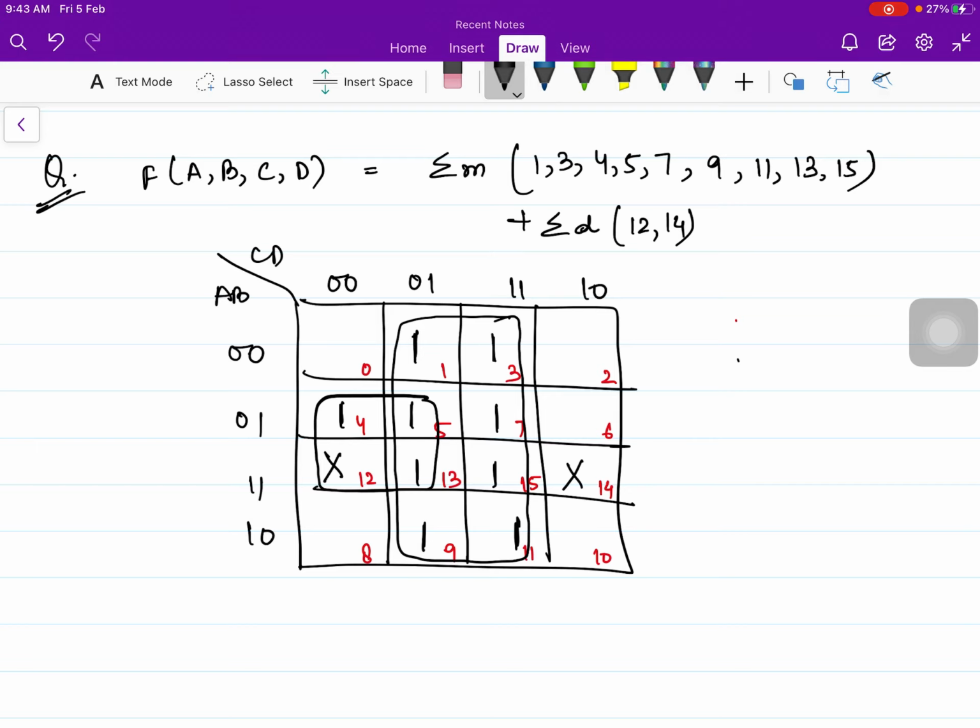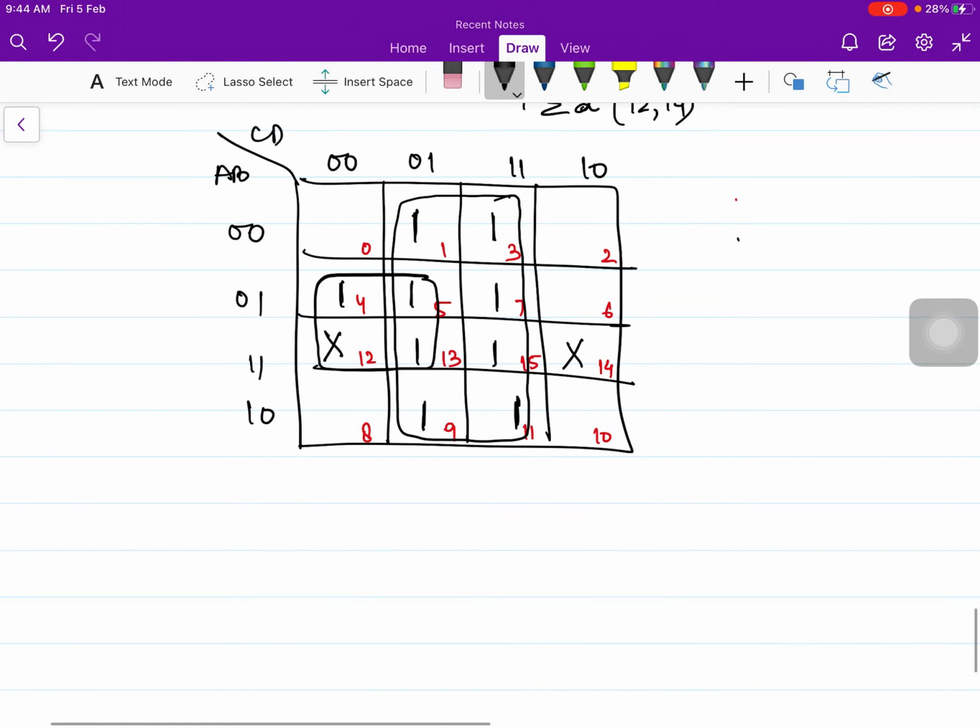If this don't care had not been present, then it was only possible to group this block 4 with block 5 in a group of 2. But with the help of this don't care, we are grouping it in a bigger group, that is a group of 4. So these two groups will be made, and the 14 block don't care will be left as it is. We will not be using it, and we will not even be writing an answer for it, because it is a don't care condition. I hope you understand the use of this don't care.